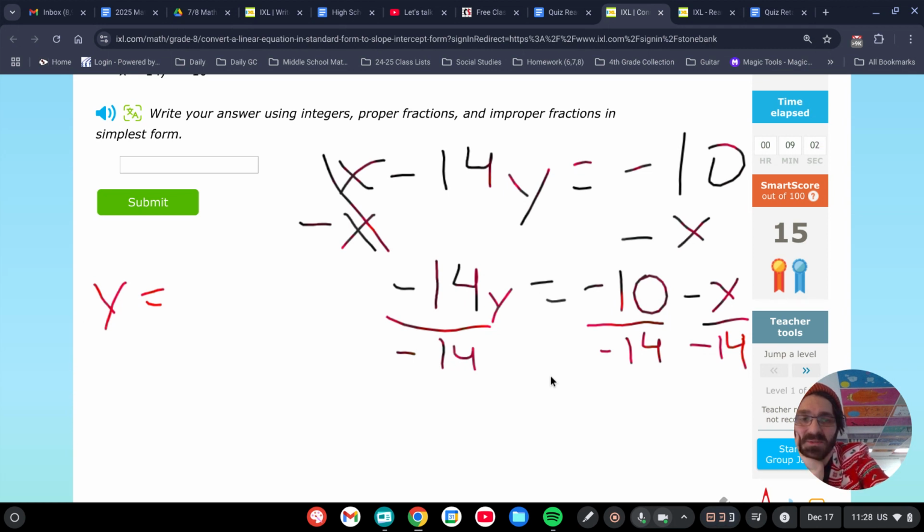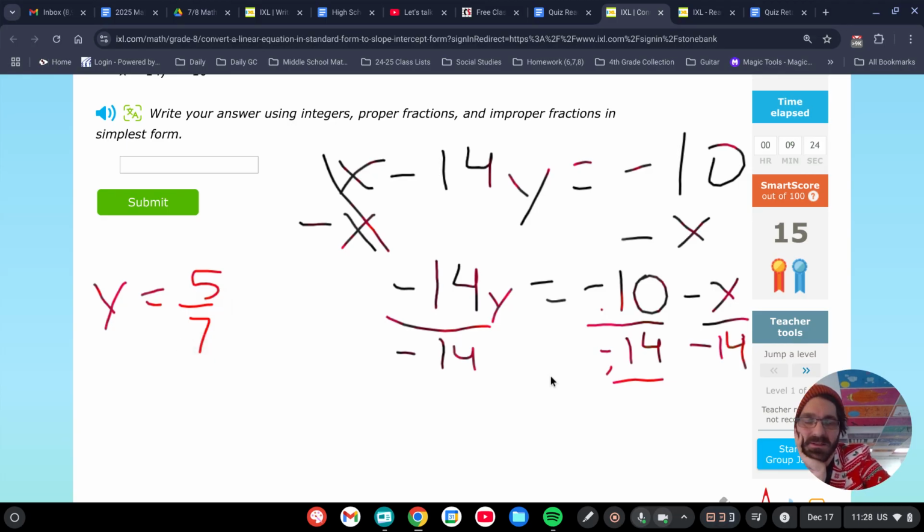10 over 14 can be simplified. They're both negative, so a negative divided by a negative is positive. So whatever I simplify this fraction to right here is going to be positive, because a negative divided by a negative is a positive. So 5/7, because if I divide both the top and bottom by 2, 5/7.